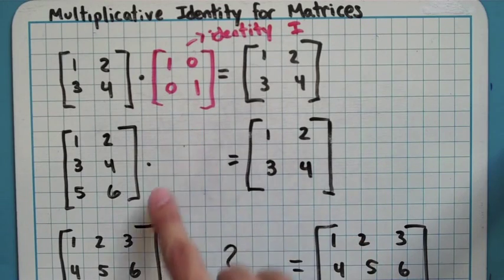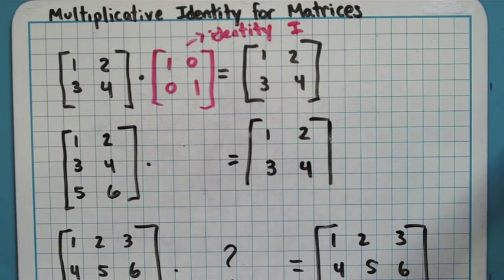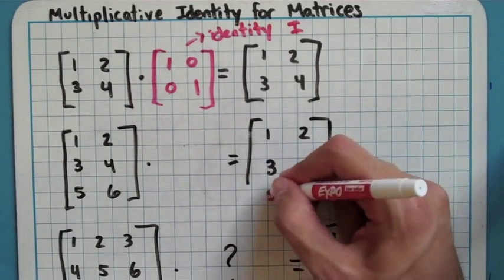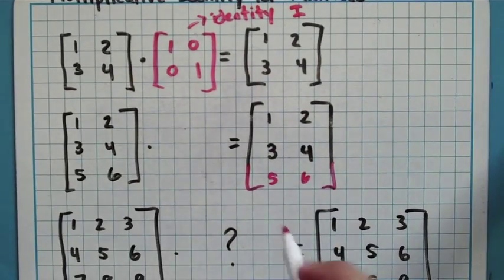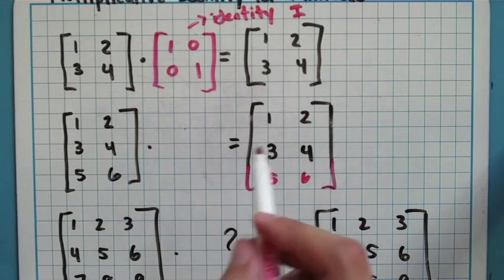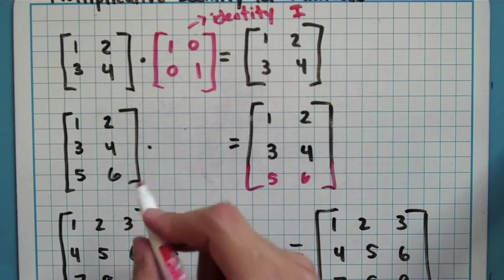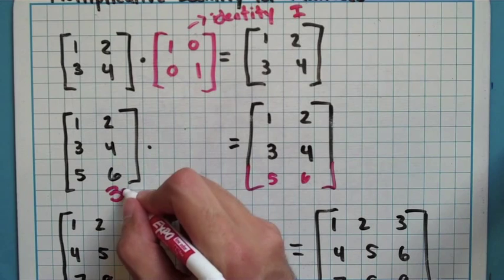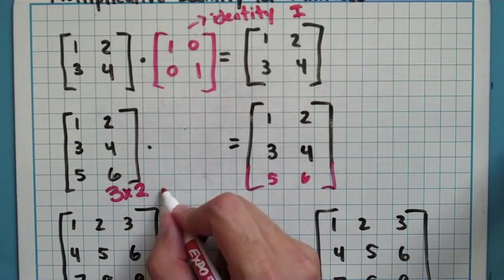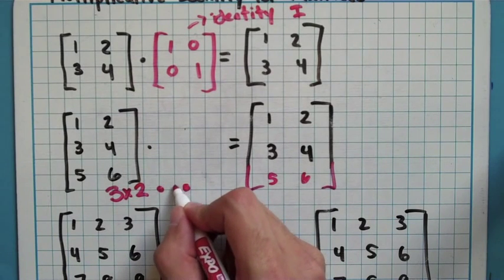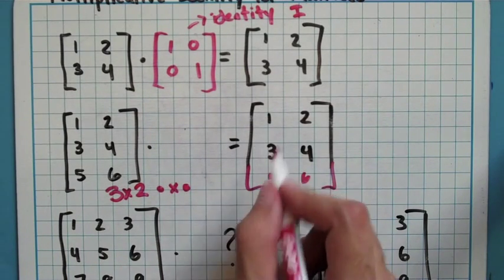So, oops, on this problem here, I need to add on the 5, 6. Otherwise, you wouldn't be able to multiply those. So, what can I multiply this by to get this answer right here? Well, this is a 3 by 2, so I have 3 by 2 times I don't know, but I know I'm supposed to get a 3 by 2.